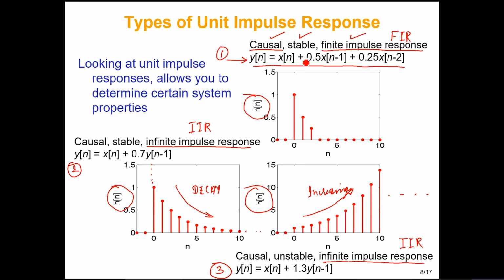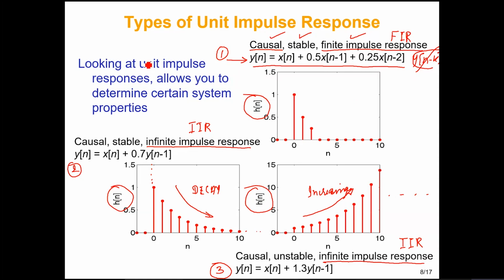X is at the input. We don't require any y of n minus any term. So there are no such y of n minus something terms present here. So there are no previous outputs required to compute your present output. Or in other words, there is no feedback required. It is just feed forward.